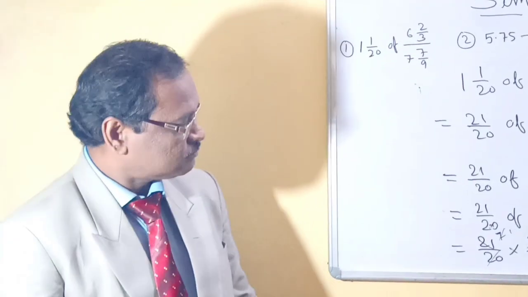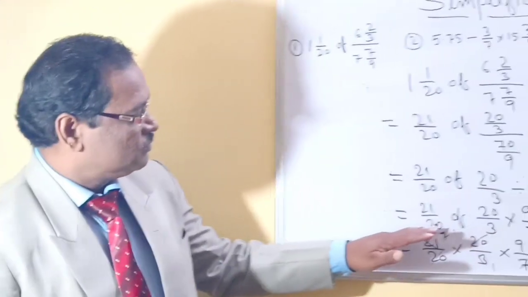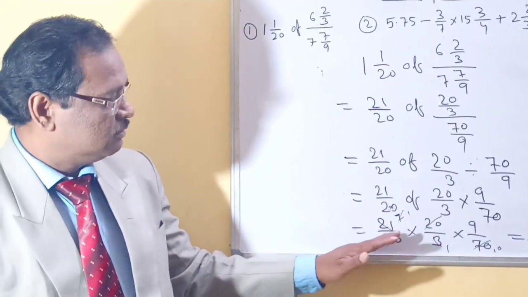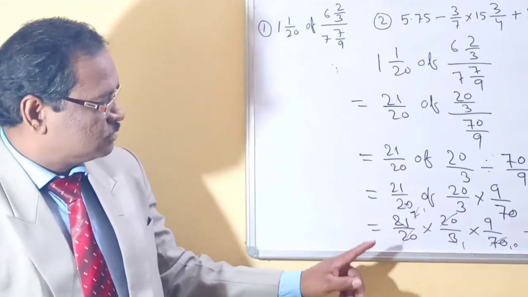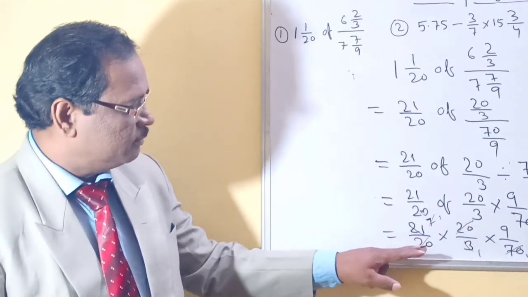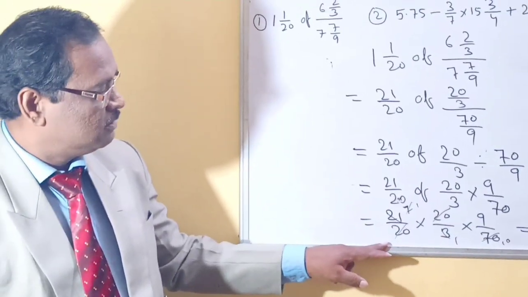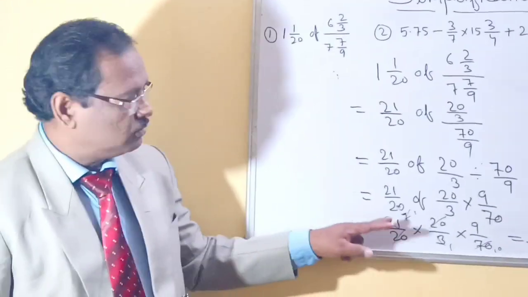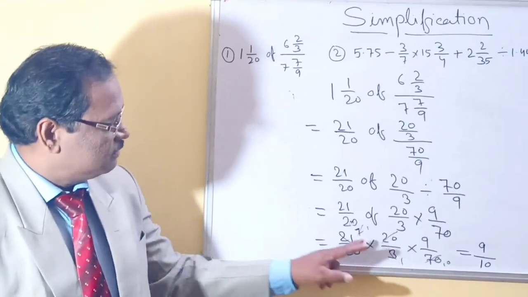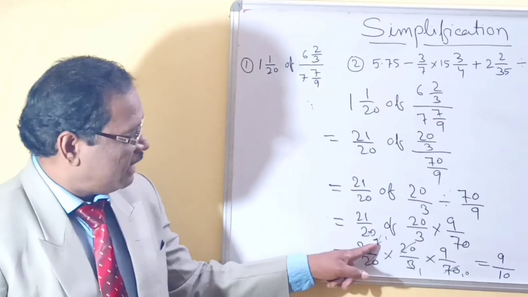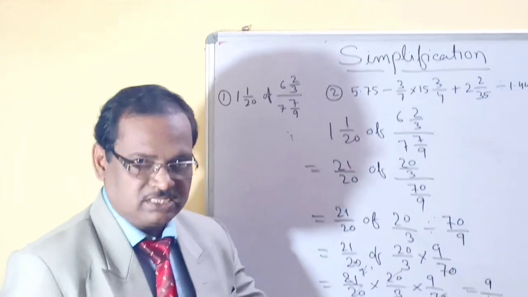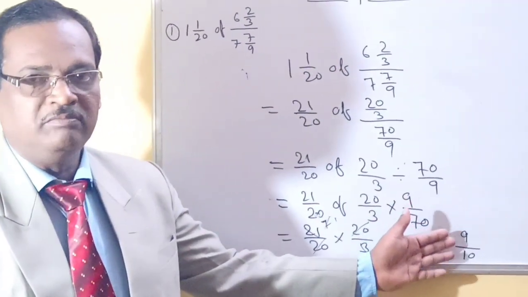Is it clear? Friends, after converting it into the simplest form, I have to reduce the fractions. So see once again, in the numerator 20, in the denominator 20, so 20 and 20 cancel. Here 3 and here 21. So I will cut it with the table of 3. 3 ones are 3, 3 sevens are 21. Here 7 and here 70. So 7 ones are 7 and 7 tens are 70. The answer comes 9 by 10.